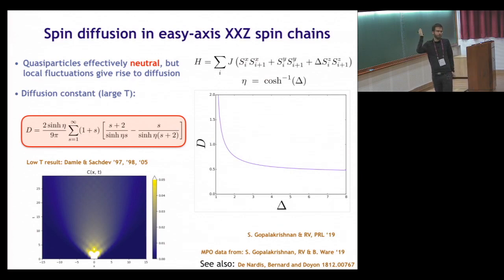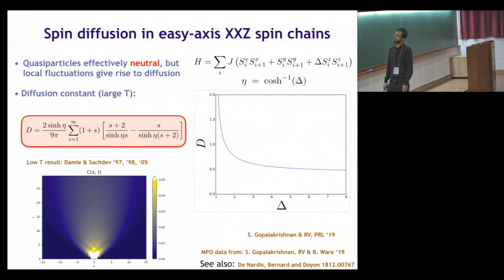So that's the only way you can get something that's not ballistic: effectively, the quasi-particles are neutral, but they're neutral in some kind of interesting way. It's a dynamical screening effect. So they're only neutral in the thermodynamic limit, where effectively they have zero charge. But as they propagate, you have some fluctuation, and this gives rise to diffusion.